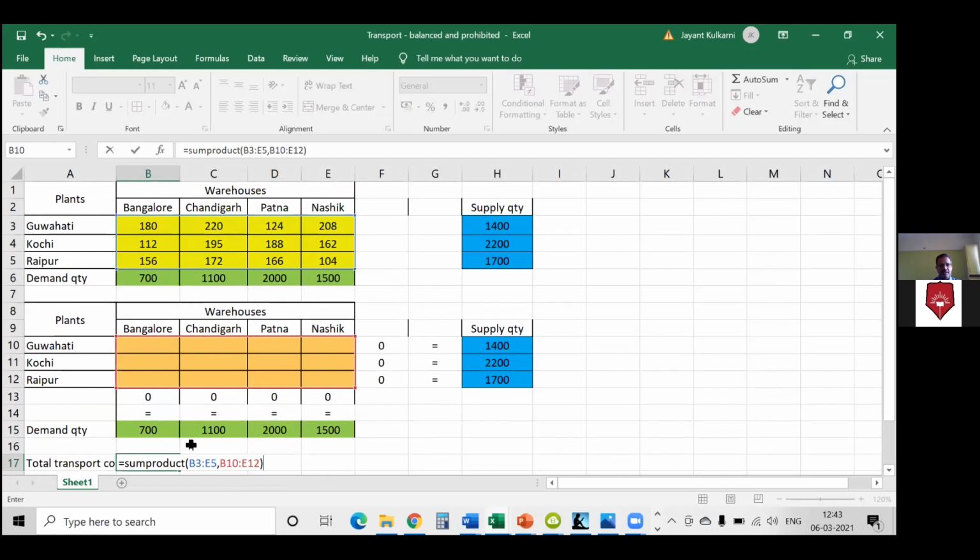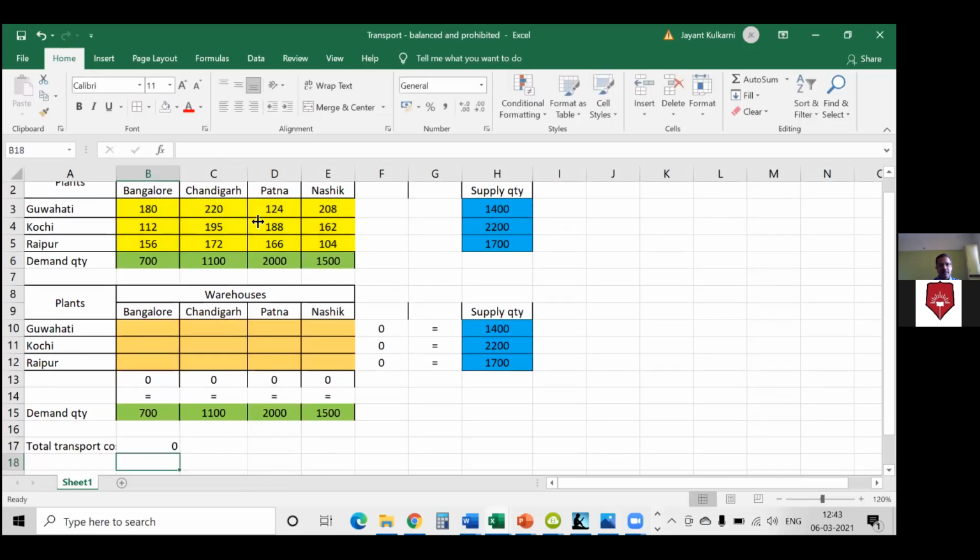And this cell, which I'm highlighting in dark blue color, is the cell that will finally contain the total transport cost. Currently, it is containing 0 because there are no quantities in the orange matrix. I'll stop here for a minute now. Once you are able to catch up with me, just put it on the chat.